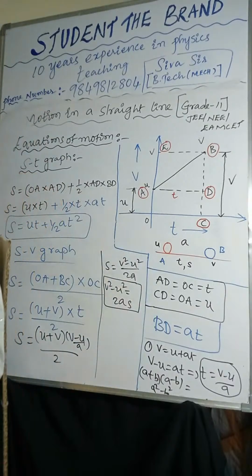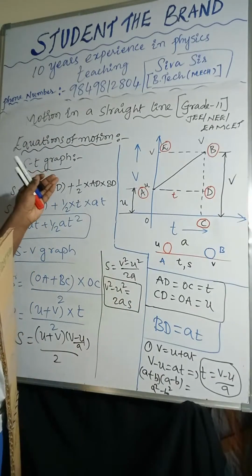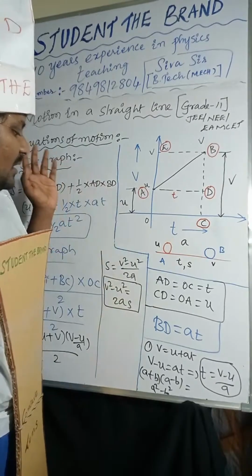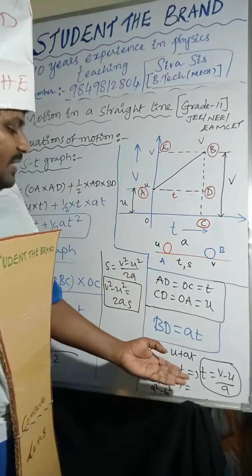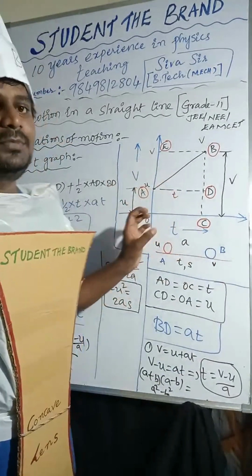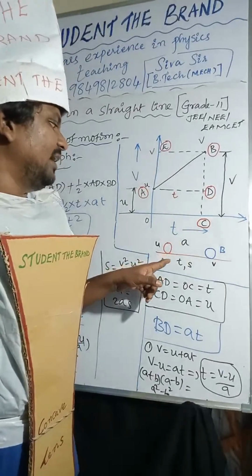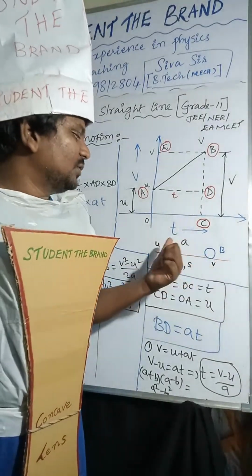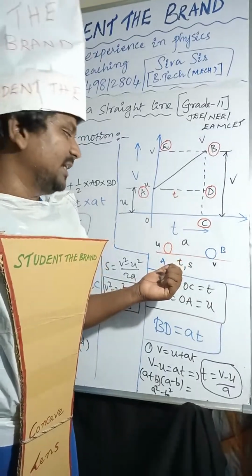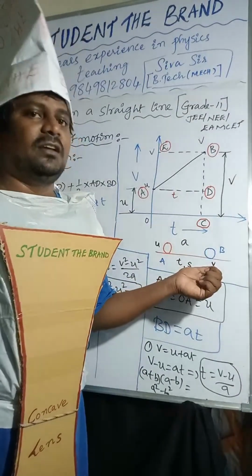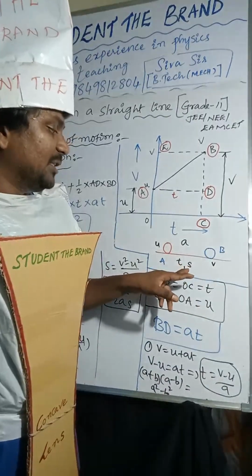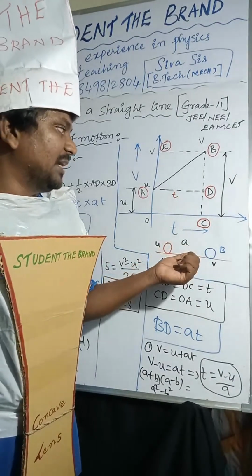Till now I explained the equations of motion from the graphical method. Because I can't place all the equations on one board, you can see from here that I wrote the first equation. The object is at initial position A and it reaches final position B. The initial velocity at time t equal to 0 is u, and reaching the final position the final velocity is v, moving with uniform acceleration.